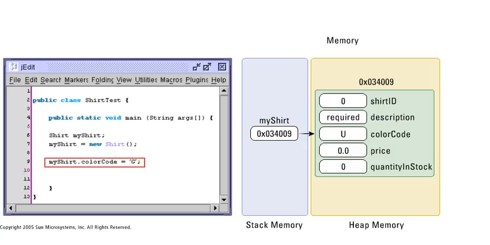Now in this next line of code, we are using the reference stored in the myShirt variable along with the dot notation to access the color code attribute of that object. And you can see we are changing the color code from a U, which stands for unknown, to a G, which stands for green. Now once again, once you have a reference to an object stored in your reference variable, you can then use the dot notation to access its attributes and either read them or write to them, or to invoke the object's methods.